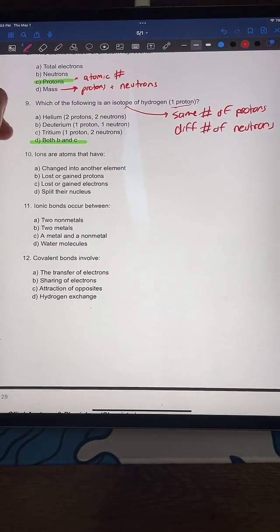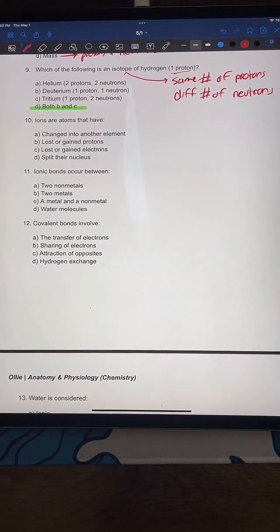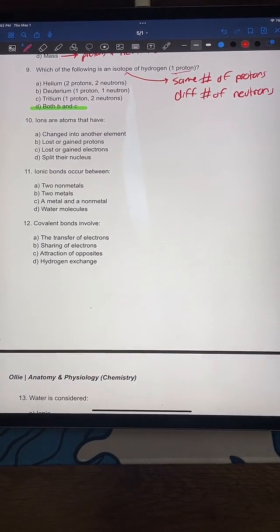Number 10. Ions are atoms that have what? I'll give you all a moment to answer.